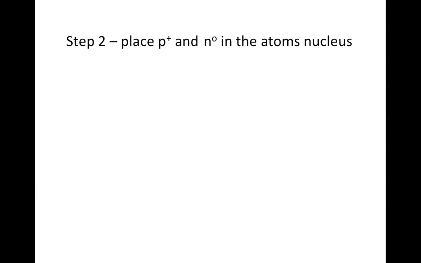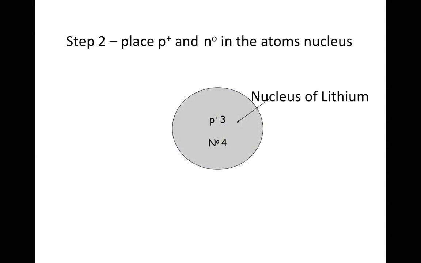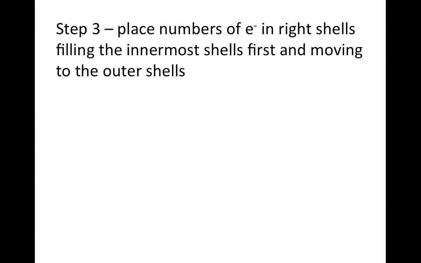When we construct it, we first do the protons and neutrons in the nucleus because that's where they're found. So we put 3 next to the P+, which stands for protons, and N0 stands for neutrons, and we put 4 next to that. And then we place the number of electrons in the right shells, starting with the innermost shells first and then moving outwards. So we have 3 total electrons.